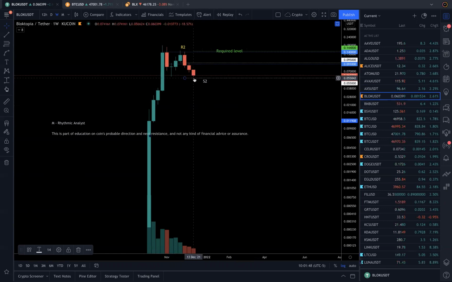So right now, as it touched S2 as projected last time, if it goes below, then this will go away, and this is the next resistance if it starts going up, and then this is the required level. I could have kept this one, but I wanted to be conservative.